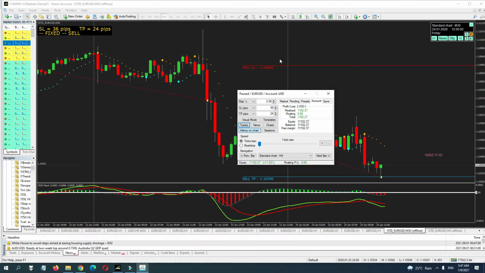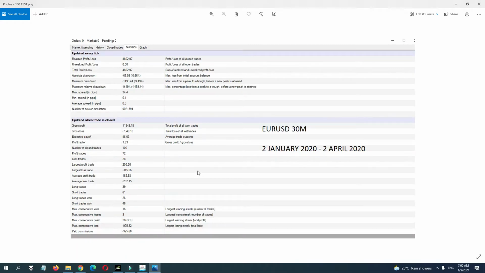See you soon. This is the result of 100 tests on the EUR/USD 30-minute chart from January 2020 until April 2020. In 100 trades we made $4,600 on a $10,000 account in the simulation, risking 2% per trade. It does work even if the TP is smaller than our stop loss, because we have 72 wins and 28 losses, so that's a 72% win rate.